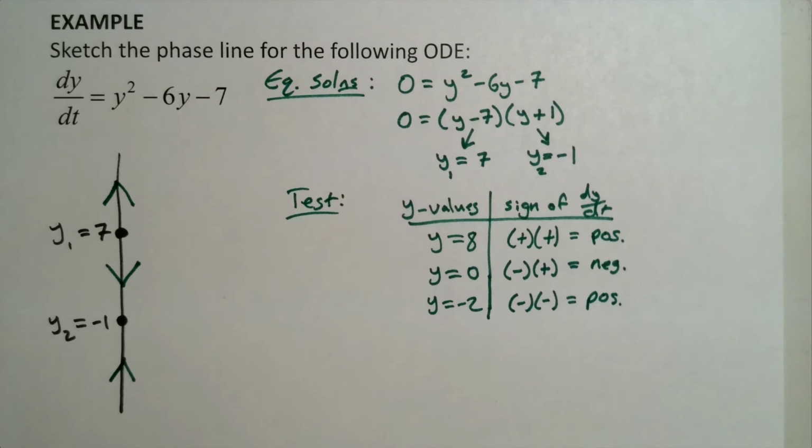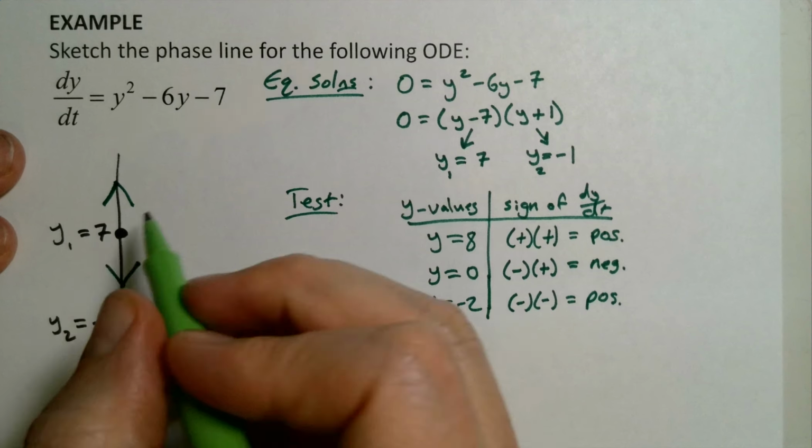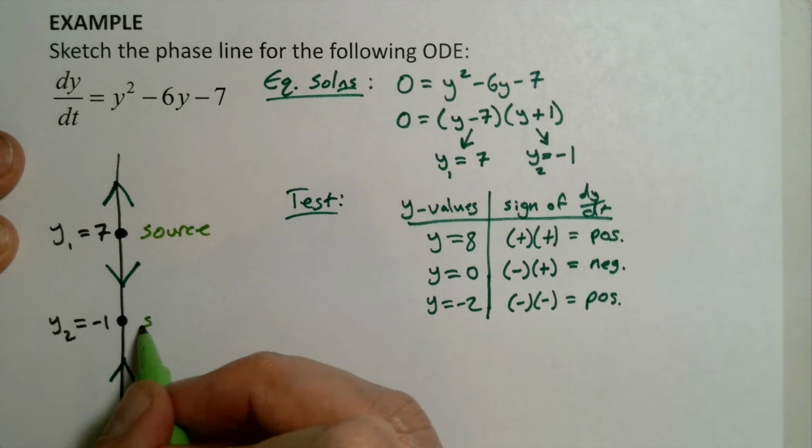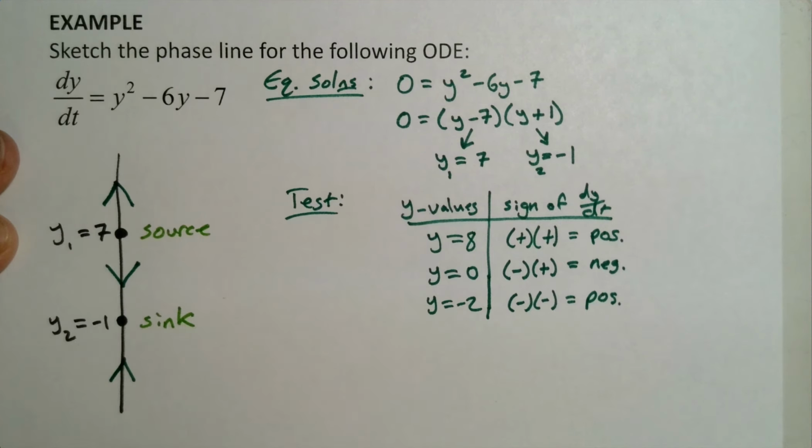And so we have our phase line drawn. The last thing that we need to do is figure out how we would classify these. For this one, you can see that's going to be a source because they're both going away. This is going to be a sink. And that is the phase line.